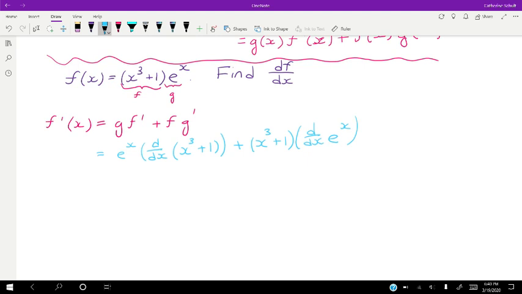Okay, so e to the x, the derivative of x cubed plus 1, that's our power rule. And then what's the derivative of a constant? It's 0. So that's that. All right, and then over yonder, we have this. That stays the same. What's the derivative of e to the x? It's e to the x. We saw that in section 3.2. Okay, so that's that. We can clean it up a little bit.